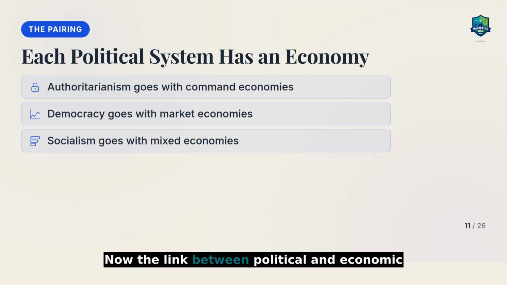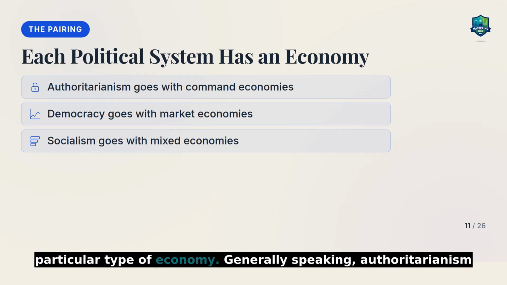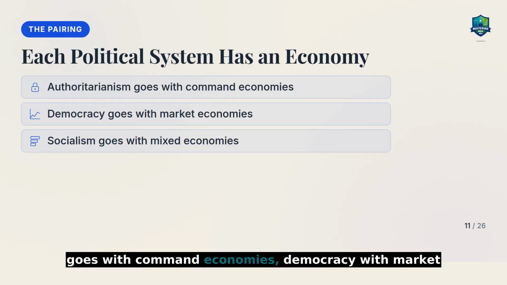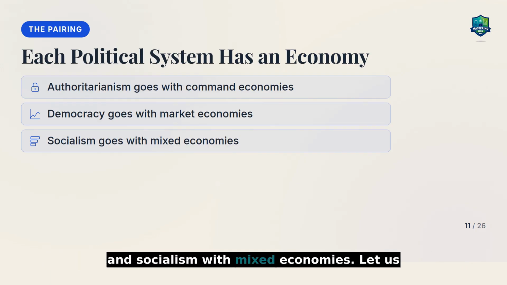Now, the link between political and economic systems. Each political system tends to be associated with a particular type of economy. Generally speaking, authoritarianism goes with command economies, democracy with market economies, and socialism with mixed economies. Let us take those three in turn.